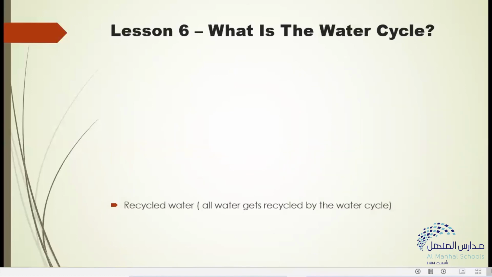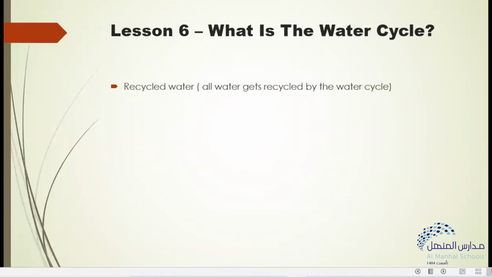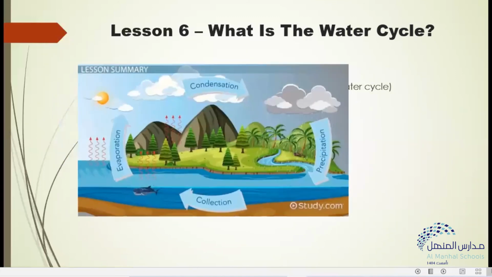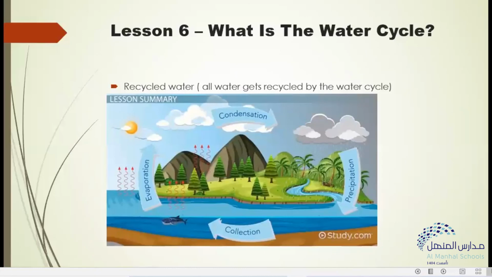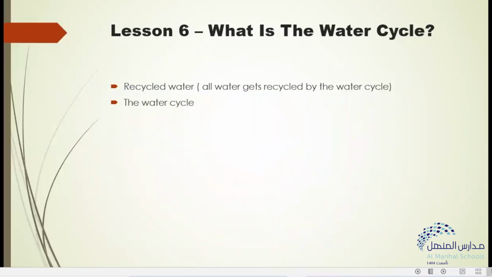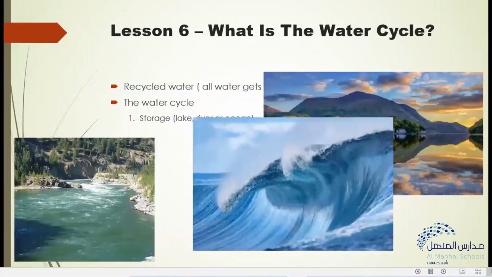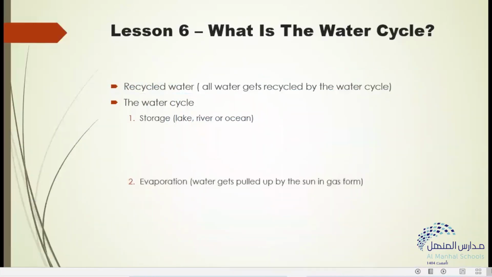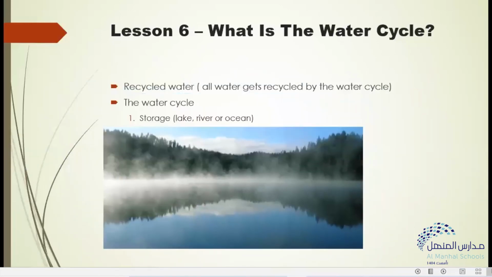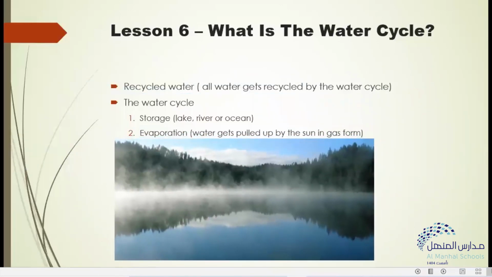So what is the water cycle? All of Earth's water gets recycled. And this can be explained by the water cycle. The water cycle is made in 4 stages. It starts where water is stored in either lakes, rivers, or oceans. When the water gets heated enough, evaporation takes place. So this is due to the sun that heats the Earth's water and gets pulled up in a gas form.